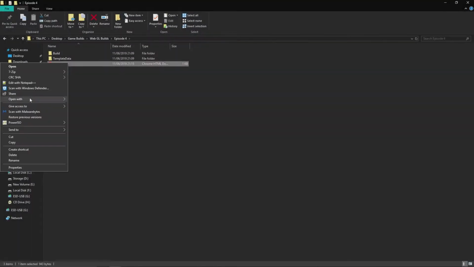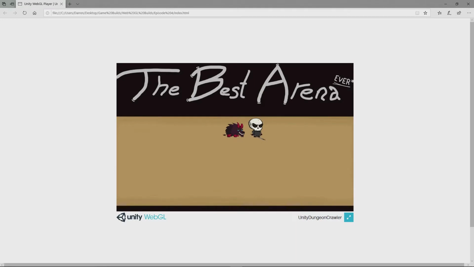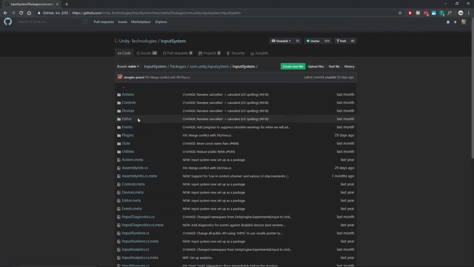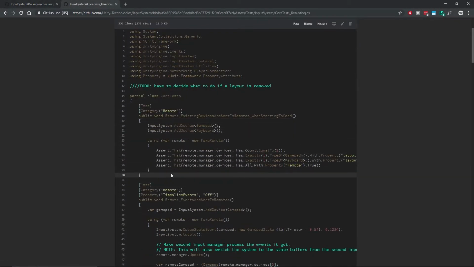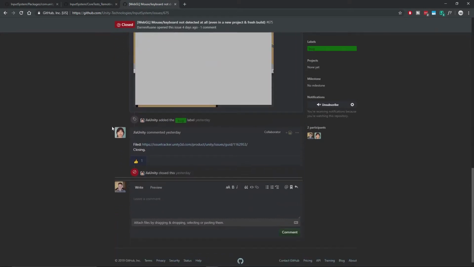That was, of course, until I created a WebGL build, because absolutely no mouse or keyboard input is detected at all. I spent so much time trying to figure out if it was something that I had messed up, but I eventually, after looking through their source code over on GitHub, discovered that it was indeed a bug. So I filed a bug report on their GitHub project, and after a few days, a Unity member confirmed it, and they filed it on their own issue tracker site.